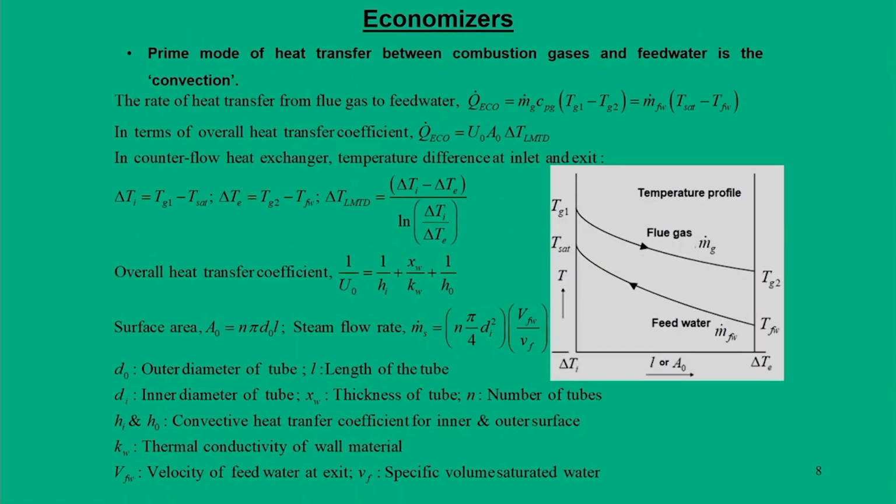The analysis of the economizer is almost the same as what we have done for the reheater and superheater units with the convection mode of heat transfer. Here also the mode of heat transfer is convection, but the only difference is that heat comes from the flue gas, whose temperature drops from Tg1 to Tg2, and the feed water temperature rises from the feed water temperature to the saturated temperature. So, only this difference is there.